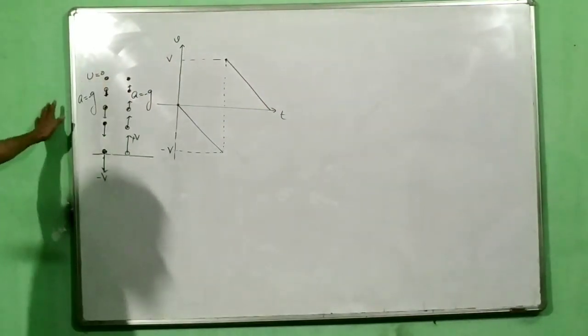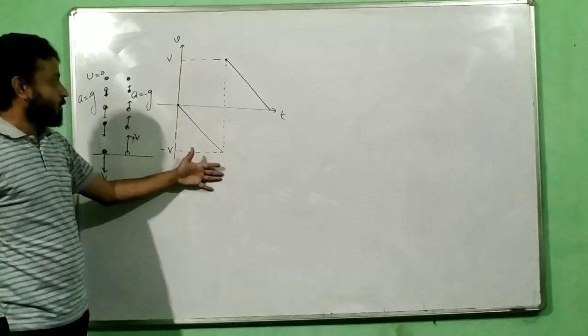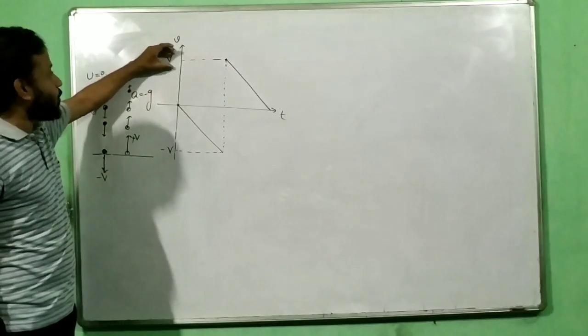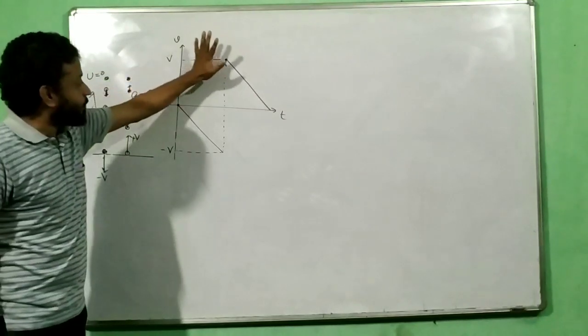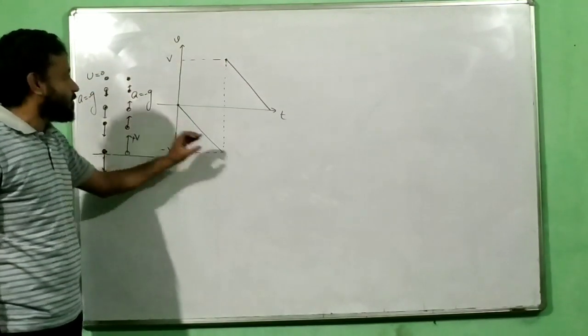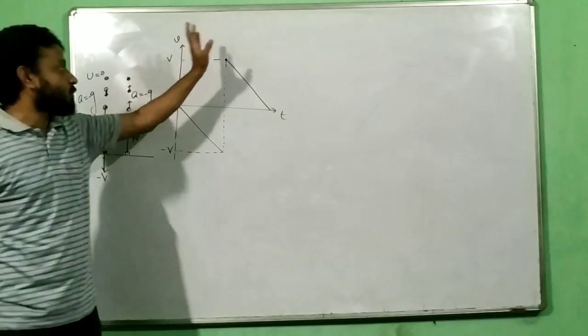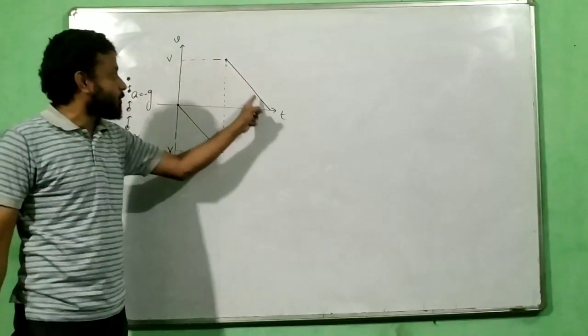But time is not negative. So our entire focus is only in the first quadrant and in the fourth quadrant. Time is always positive. Look at the physical quantity which you are plotting here. Velocity, if it is positive, then it will be in the first quadrant. Velocity, if it is negative, it will be in the fourth quadrant. After bouncing up, the velocity becomes positive, so it has to come in the first quadrant. Also, the velocity is decreasing, so from here it should decrease.